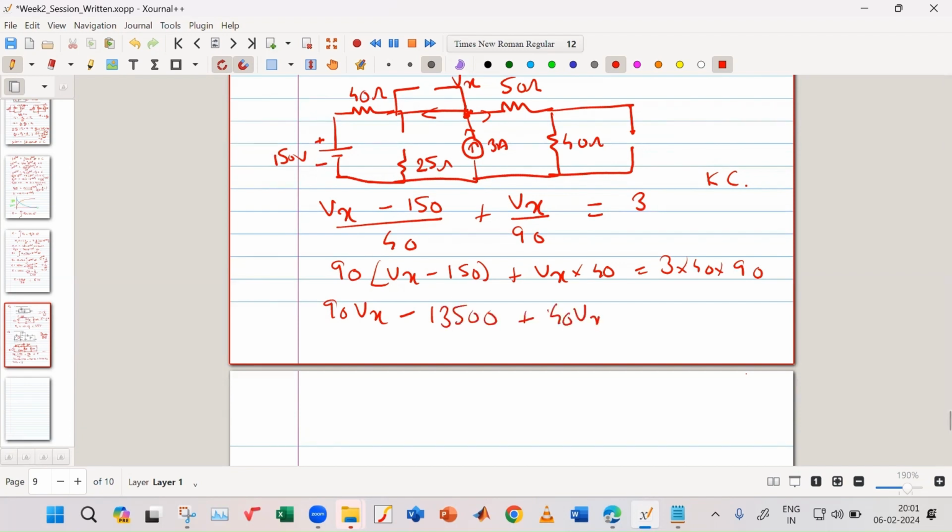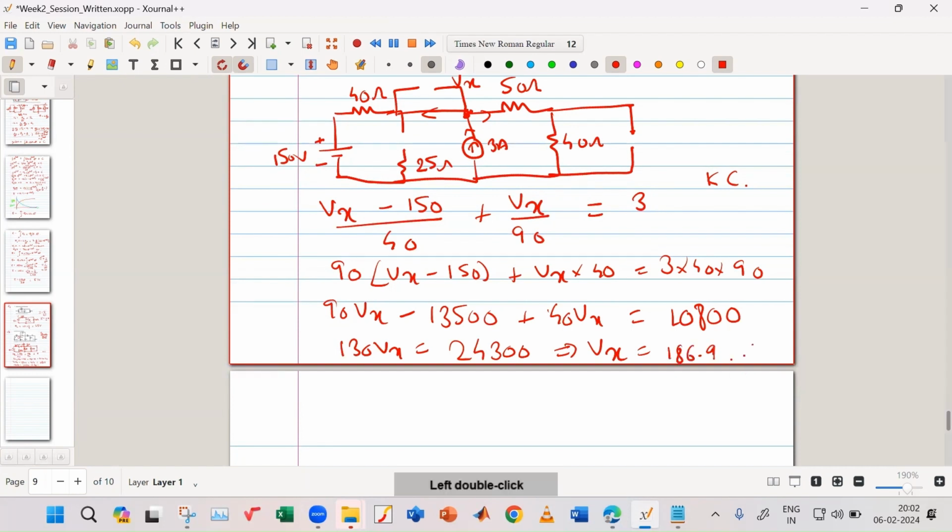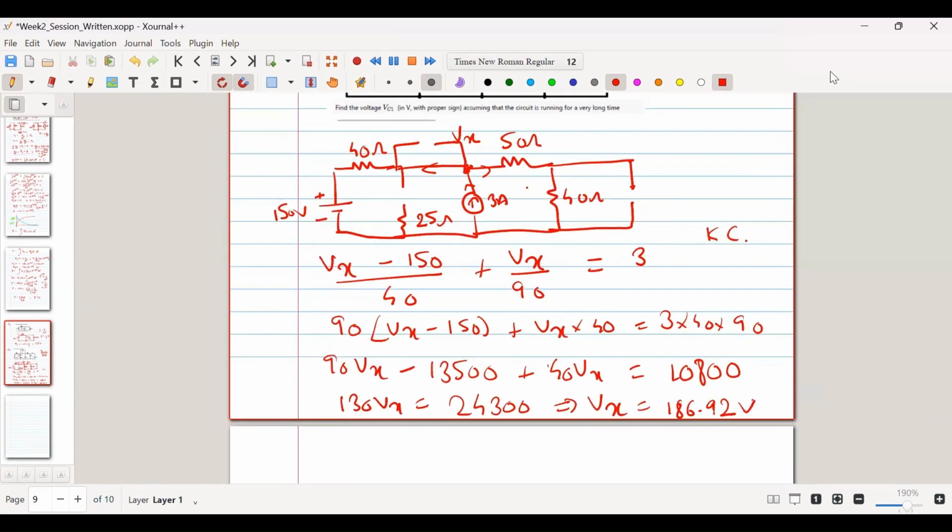Plus 40 into Vx is equal to 3 into 40 into 90, which is 10,800. So that becomes 130 Vx is equal to 10,800 plus 13,500. That comes out to be 24,300. This implies my Vx is equal to 24300 divided by 130, which comes out to be 186.92 volt. I got my Vx as 186.92 volt.